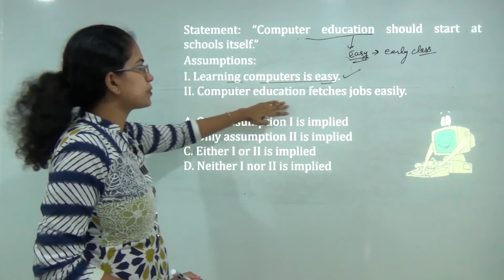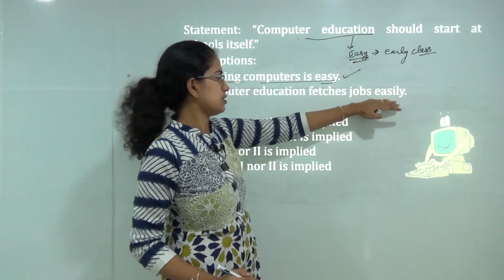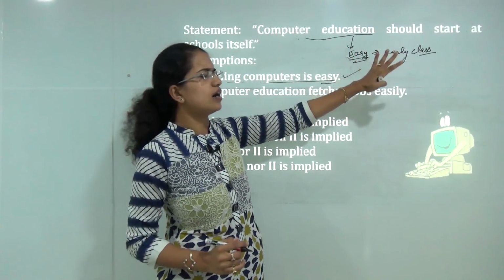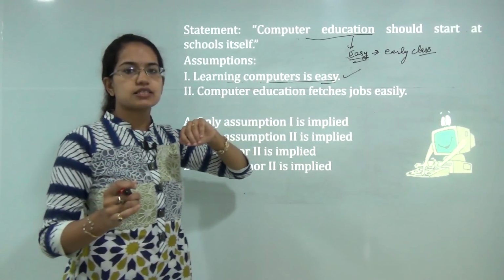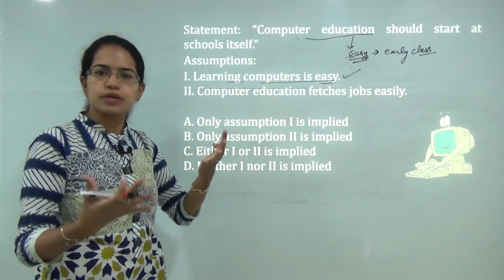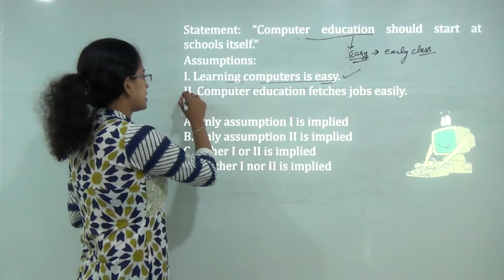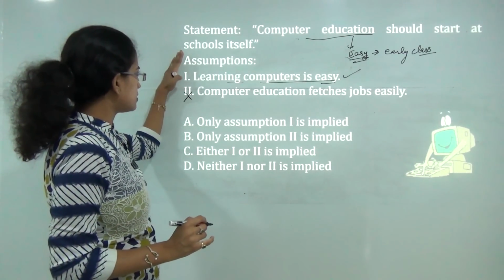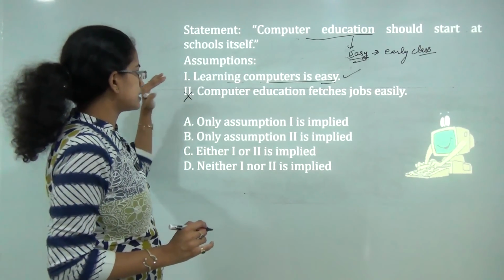And next is computer education fetches jobs easily. Since it's talking just about the school level, there is no clue that says something about jobs or occupation or career, so this cannot be a correct implication. So only assumption 1 would be a correct assumption here.